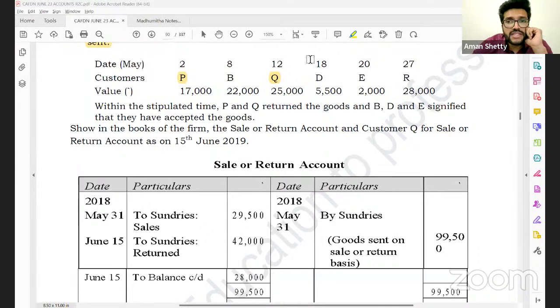Now instead of individually taking this, the day book I have individual. So can I take the total here directly, add all of it, 17,000, 22,000, 25,000, 5,500, 2,000, and 28,000? Can I do that? I've added all of it and I should not debit the individual accounts. What I do is, by sundries, that is goods sent on sale or return basis, debit, credit sale or return account 99,500. Is this understood?